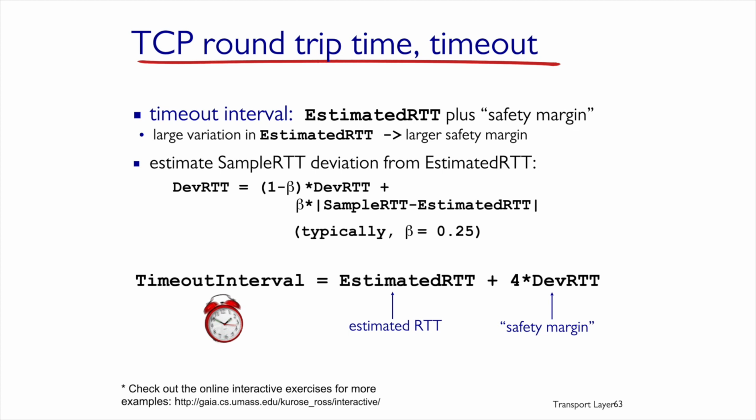Inside, we'll weigh in the dev RTT we have on hand, and the difference between the sample RTT and the estimated RTT. We'll take the difference weighted by beta, which we chose empirically, like 0.25, and we'll take dev RTT weighted by 1 minus beta. So we have the dev RTT in hand, and this is exactly the safety margin we'll take. Empirically, this is 4 times dev RTT. We'll sum it together with the estimated RTT. This will be the value of the timeout.